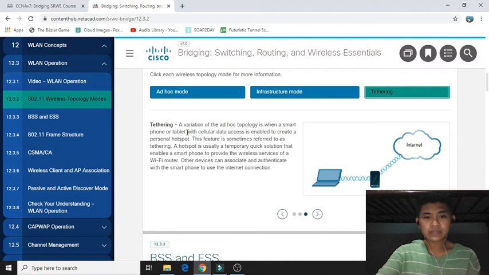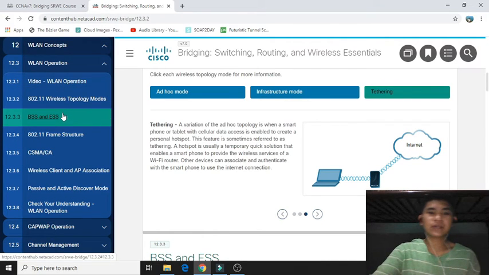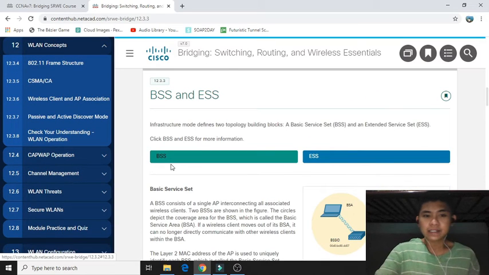Next, tethering, a variation of the ad hoc topology, is when a smartphone or tablet with cellular data access is enabled to create a personal hotspot. This is the example of the tethering hotspot that we commonly use when we go to play some games using Wi-Fi and multiplayers.